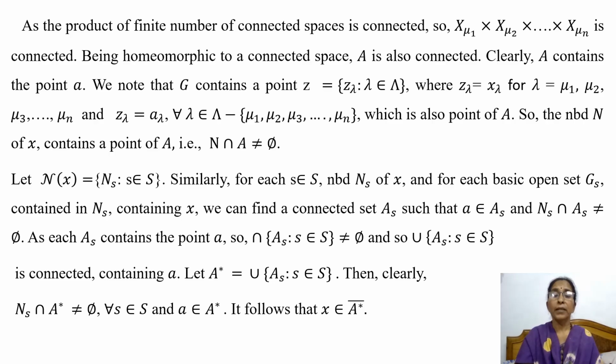Let A star be equal to the union of A_s, s belongs to capital S. Then clearly N_s intersection A star is non-empty for every s belongs to S. Why? Because N_s contains a point of A_s, and this A star is the union of all A_s. So N_s contains a point of A star also, and so each neighborhood N_s of x contains some point of A star. It follows that x is an adherent point of A star, that is x belongs to the closure of A star.